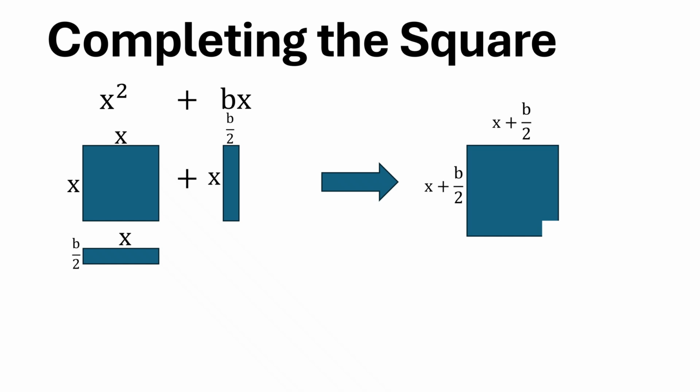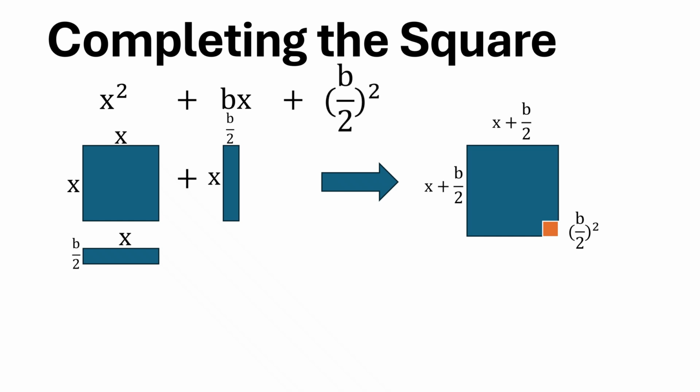We need to add the missing piece to complete the square. This is why this process is called completing the square. If you observe carefully, the dimensions of the missing square is b over 2. Let us now introduce the missing square to complete our square. The area of the missing square is b over 2 squared.